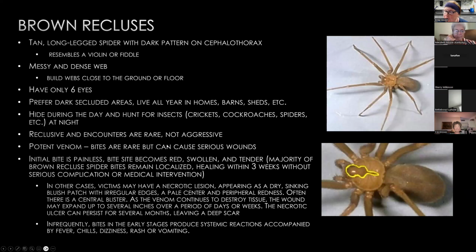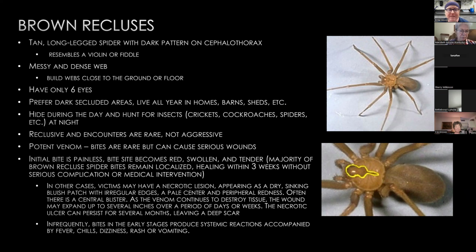So let's finish up with the brown recluse, okay? Because I know I'm getting towards the end of time, but this is a spider we all get, right? It's probably in most people's homes, okay? Let's talk a little bit about what the spider is and where it's found and how bad the bite is, okay? These are relatively easy to identify.